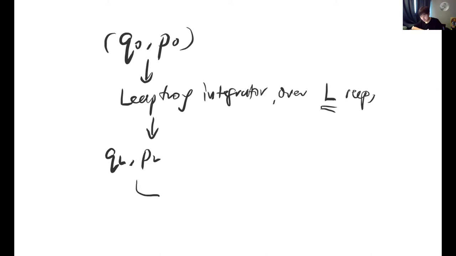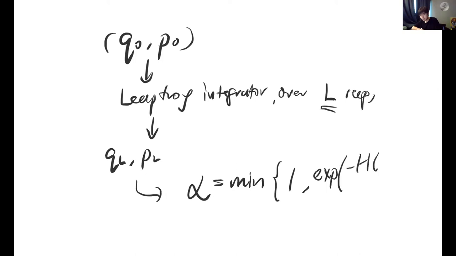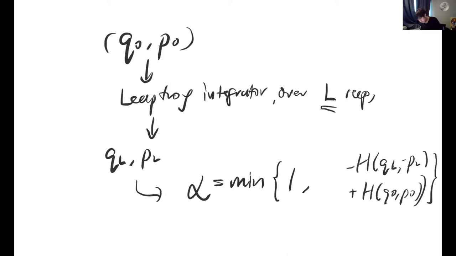And you will use this to compute your acceptance ratio, which is defined by the exponential of negative H(Q_L, P_L) plus H(Q_0, P_0). Again, if you don't understand this, it's fine. You don't have to implement any of this. This is just for your knowledge. Here, let me write it down nicely.